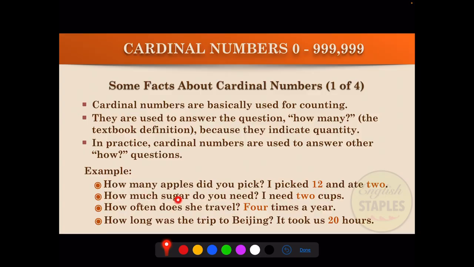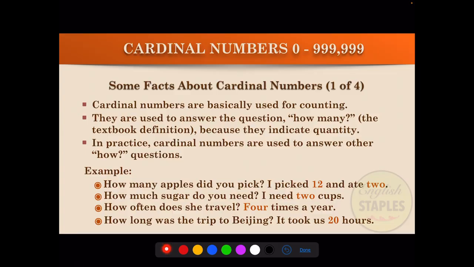How much sugar do you need? I need 2 cups. How often does she travel? 4 times a year. How long was the trip to Beijing? It took us 20 hours.